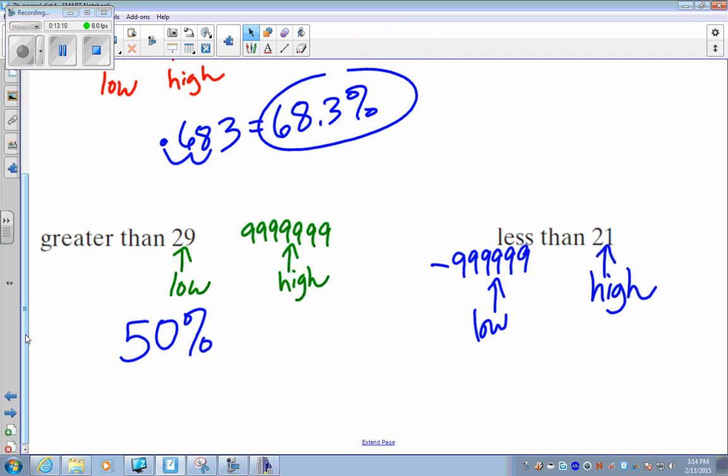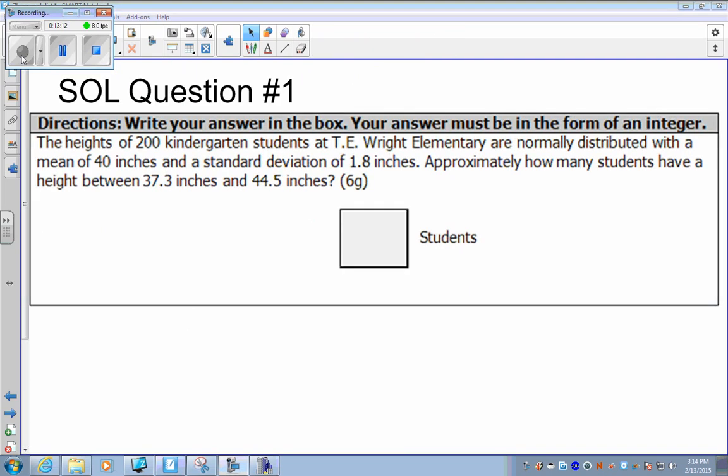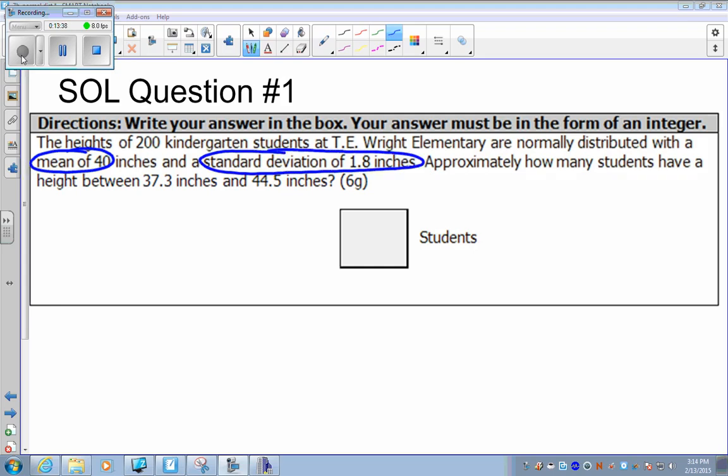Alright, so take your time, read this problem. This is one SOL question that you might have this year. Heights of 200 kindergarten students. You guys can read. Let's start gathering some data. We have the mean of 40. Standard deviation, 1.8. And I see between 37.3 and 44.5. I got to figure out how many students are between these two. So 37.3 is the low number, 44.5 is the high number.